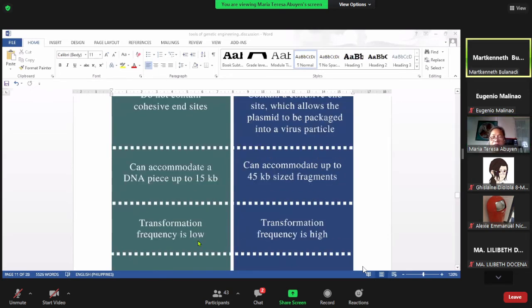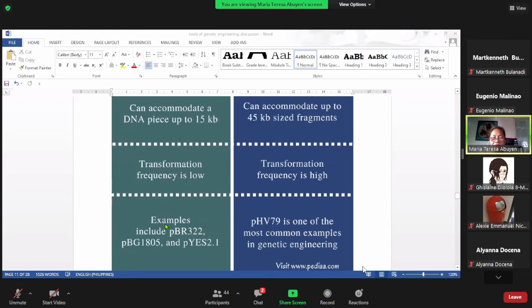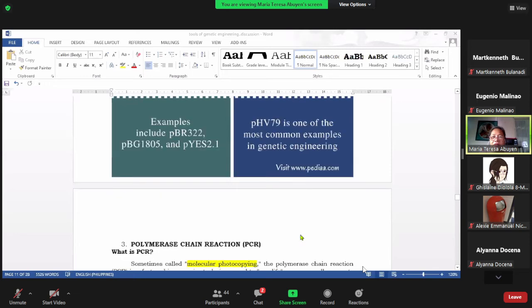Okay, transformation frequency is low, while in Cosmid, transformation frequency is high. Later, we will explain what transformation is. Okay, so these are examples of plasmids, while this is for cosmids.